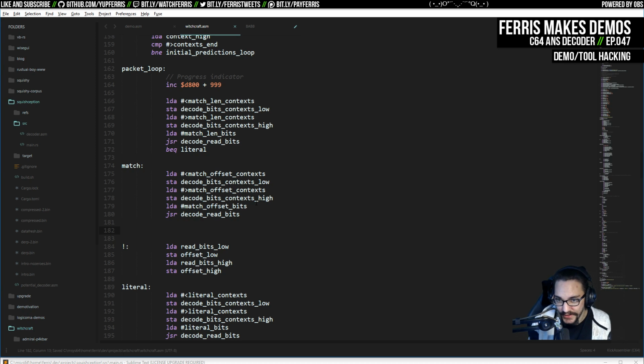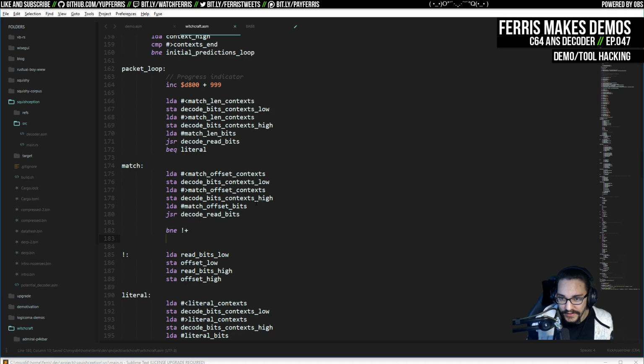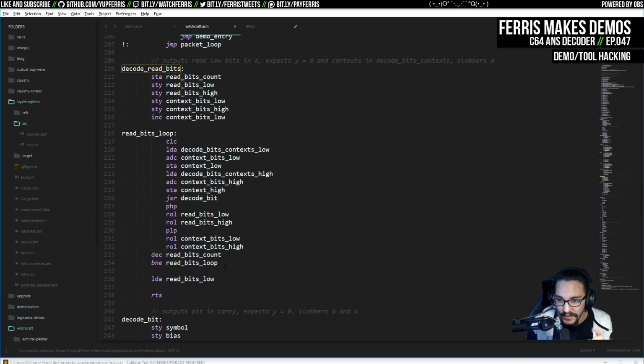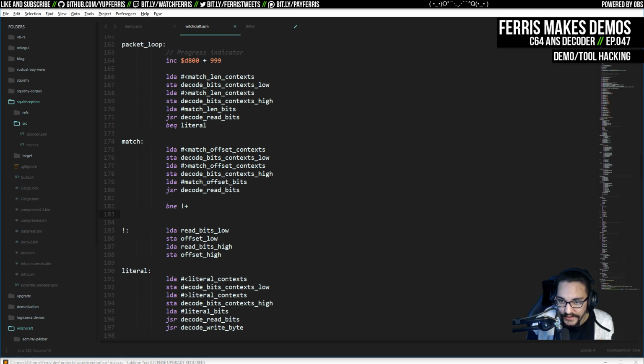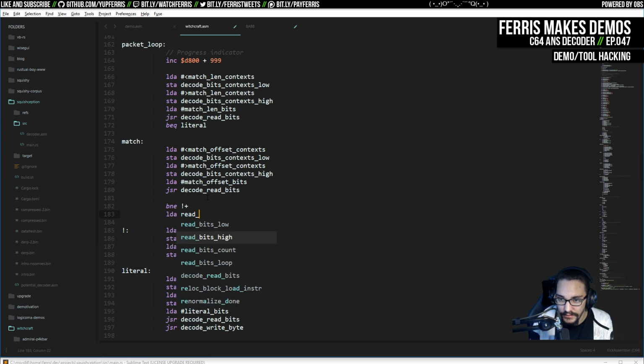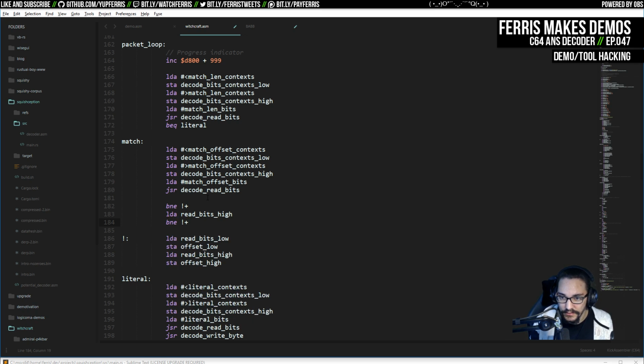But yeah, thanks for the heads up, VG Turtle. Appreciate it. So here we're going to compare. Actually, red bits low is already in A, so we can just do a compare here. Actually, we don't even need to do a compare because we just BNE this, because I'm pretty sure this decode read bits always does LDA. LDA does set the zero flag. Yes, it does. So if it's not zero, we can just straight up store the offset, or otherwise we need to compare or load the red bits high or store there.